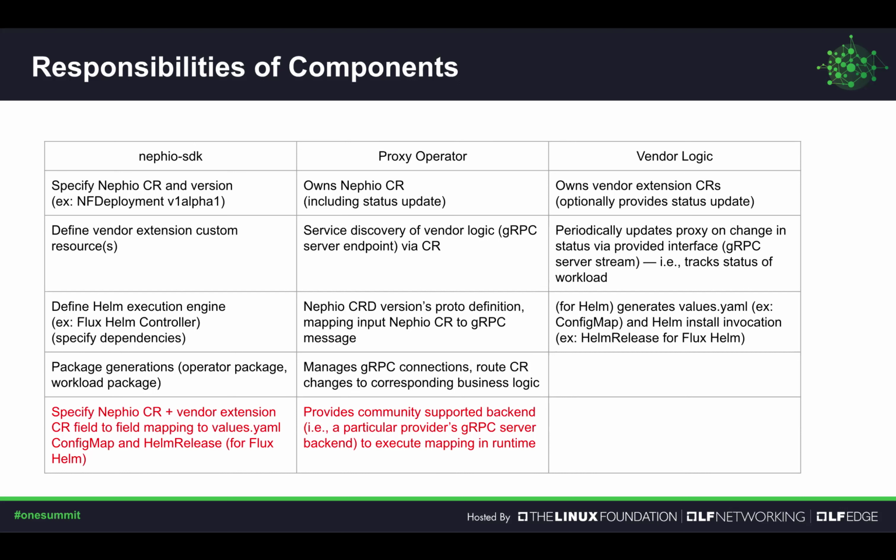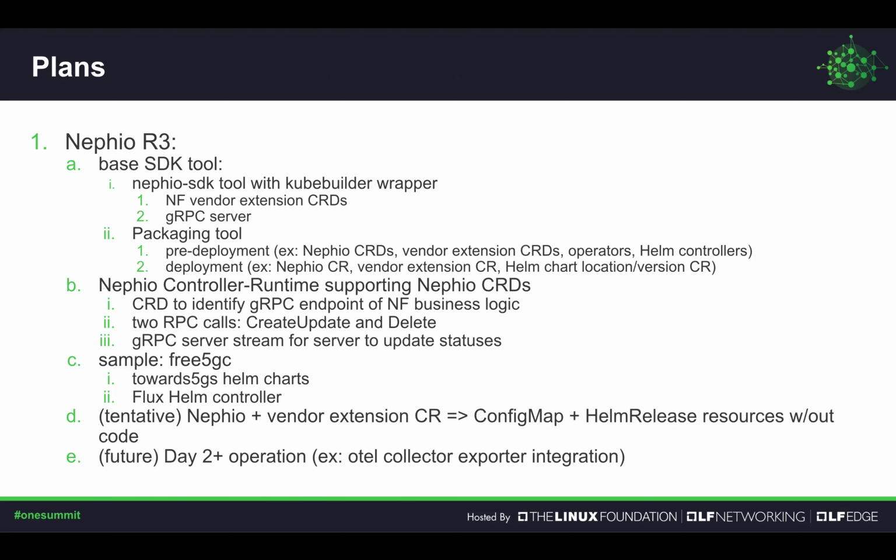You may still have to write some backend code for updating status and all that stuff, but at least for applying this and having Helm deploy the network functions for you, you should be able to just do that using YAML. So in essence, for R3, these are things that we wanted to do.